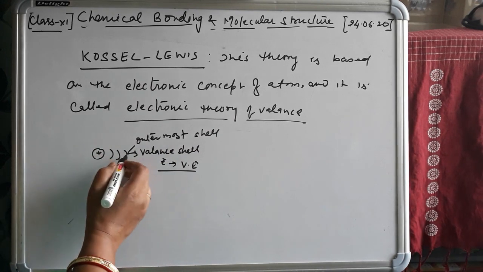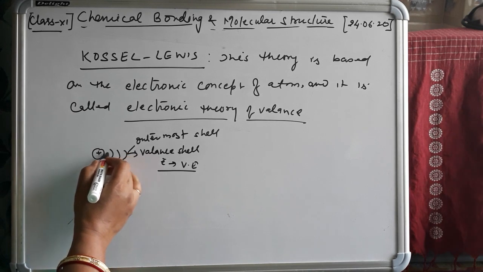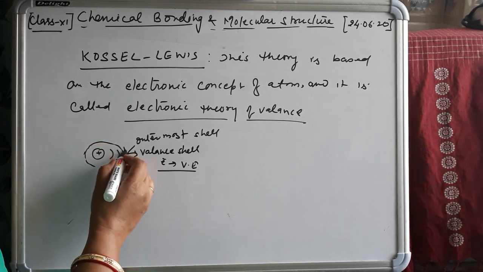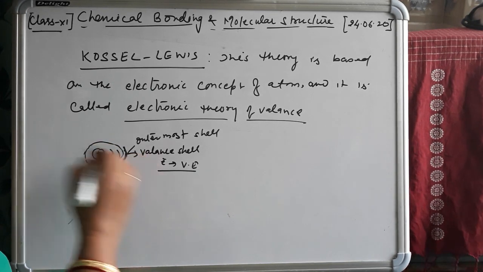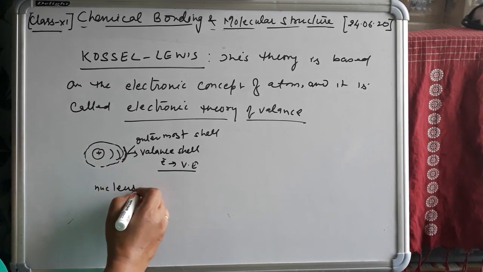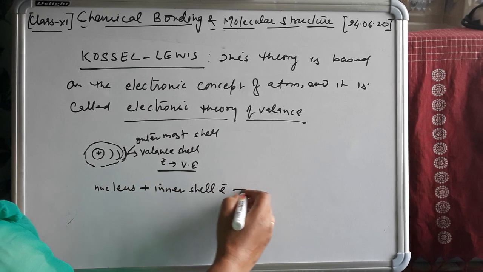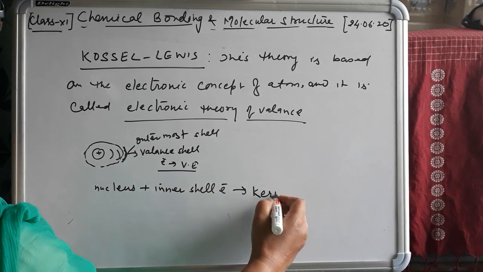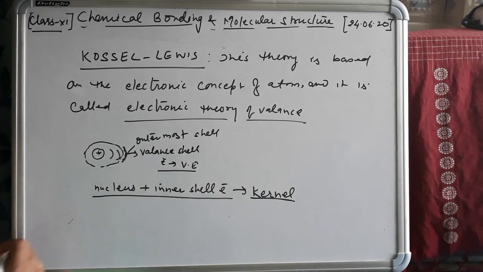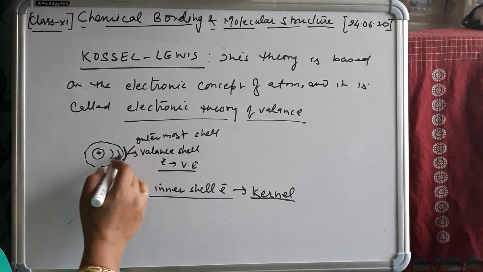So the nucleus plus inner electrons, that is, everything except the outermost electrons, except the valence electrons: the nucleus plus inner shell electrons is known as the kernel. Valence electrons are not included in the kernel.